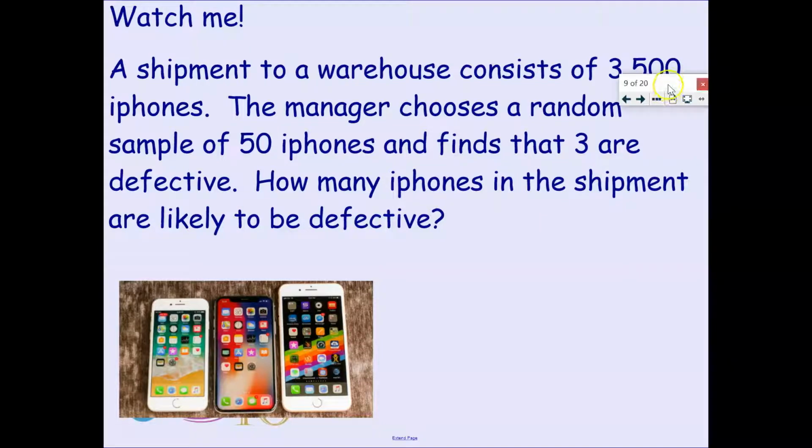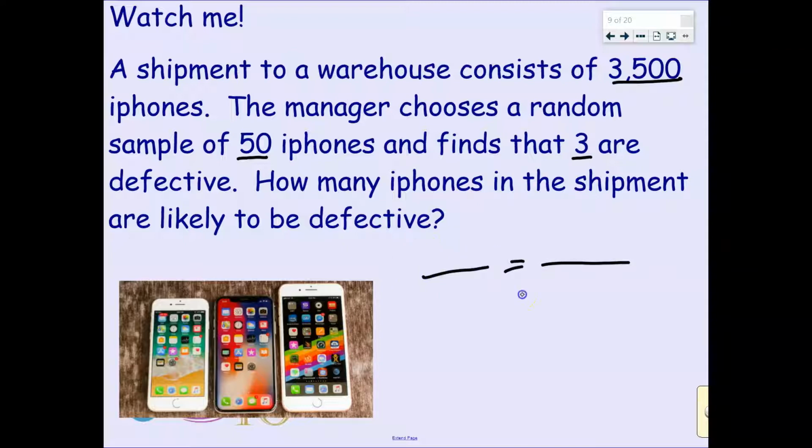Okay, so I'm going to do one more example before we add some to our notes. A shipment to a warehouse consists of 3,500 iPhones. The manager chooses a random sample of 50 iPhones and finds that 3 are defective. How many iPhones in the shipment are likely to be defective? So I'm going to set up my proportion here. I'm going to put my sample over here. So what do I know about my sample? My sample is 50, and I know that 3 are defective, and I want to do part over whole. So I'm going to say that 3 out of 50, that's my sample. And now I want to know about the whole population. My whole population is all the iPhones, 3,500 iPhones, and I want to know how many out of that are likely to be defective. So there's my proportion.